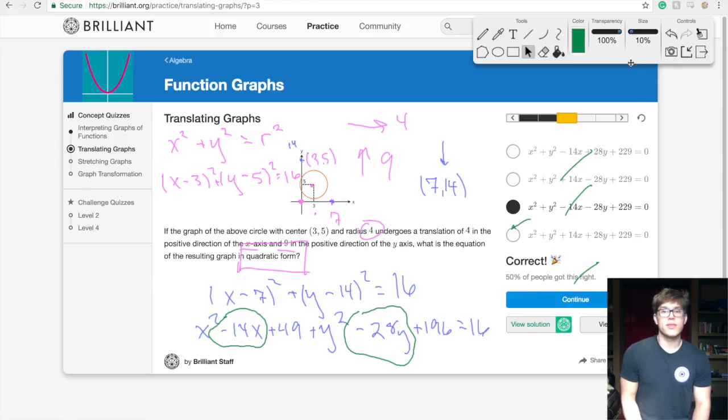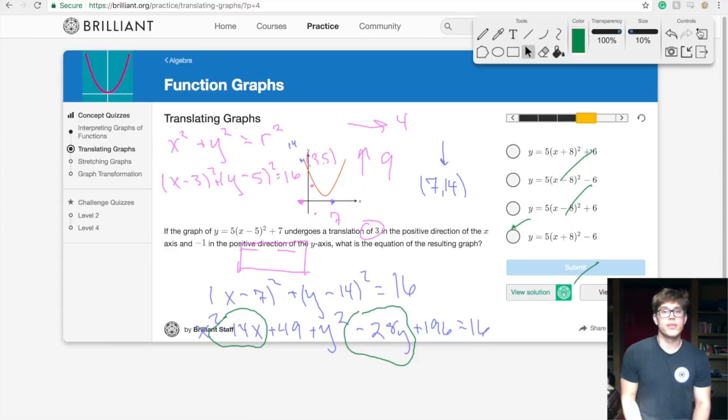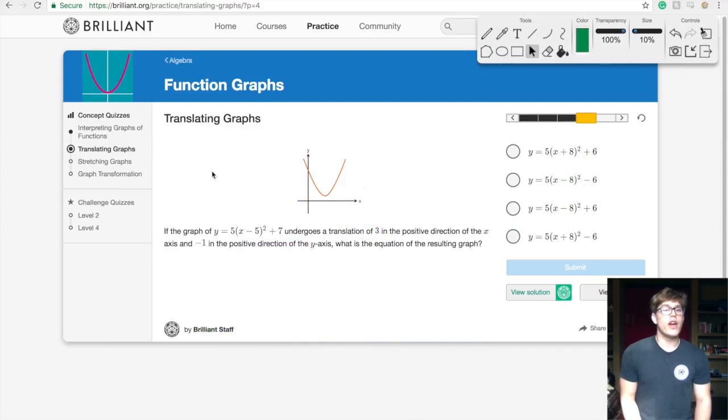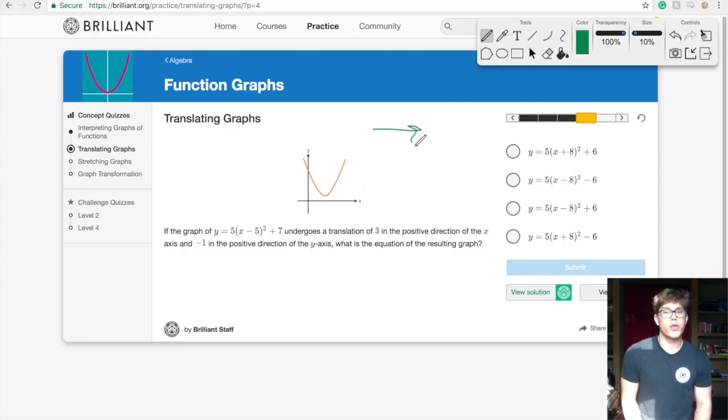Excellent. Let's continue on. Here we have the graph of y equals 5 times the quantity x minus 5 squared plus 7. This function undergoes a translation of 3 units in the positive direction of the x-axis. So we're going to the right 3 units, and we're going to be going down 1 unit in the y direction. What is the equation of the resulting graph?